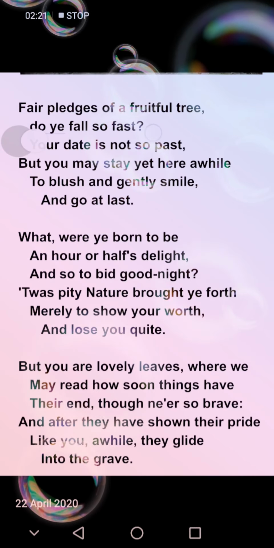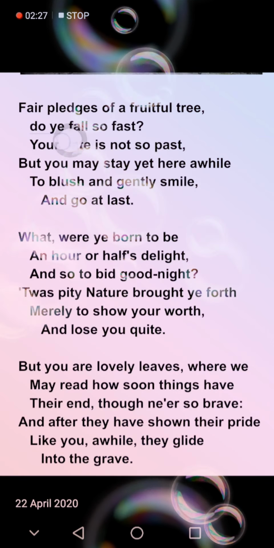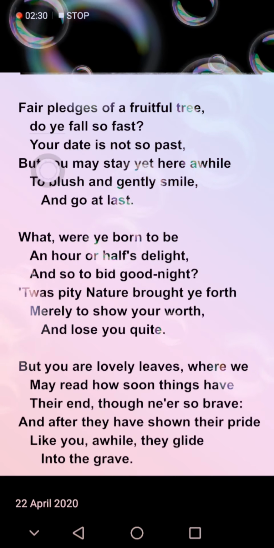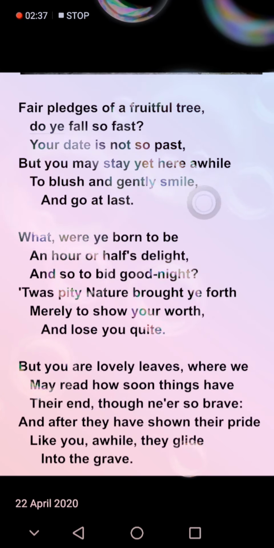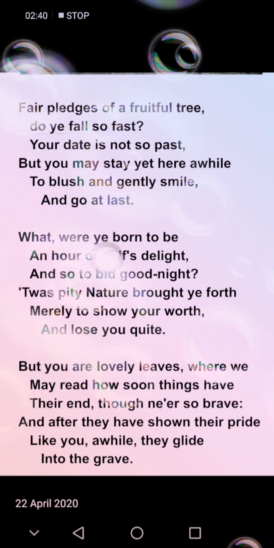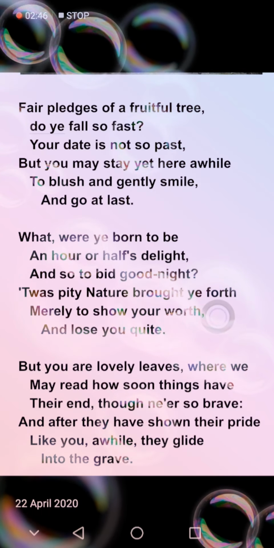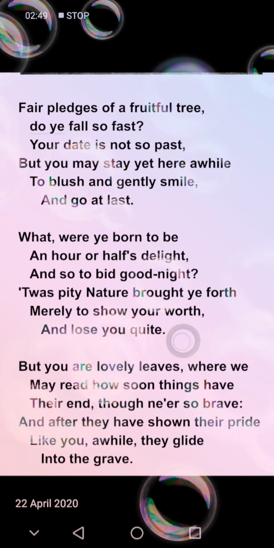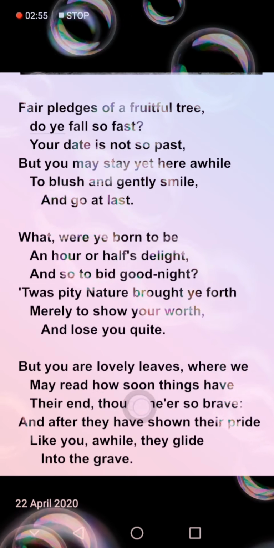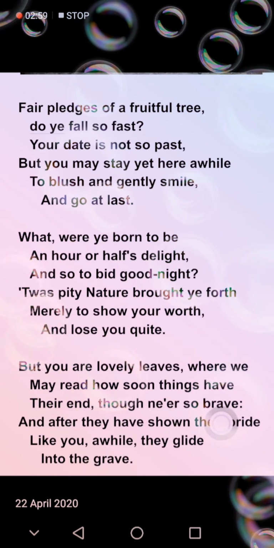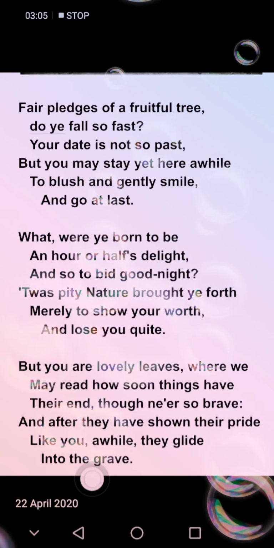Fair pledges of a fruitful tree, do ye fall so fast? Your date is not so past, but you may stay yet here a while, to blush and gently smile, and go at last. What were ye born to be, an hour or half's delight, and so to bid good night? It was pity nature brought you forth, merely to show your worth, and lose you quite. But you are lovely leaves where we may read how soon things have their end, though never so brave. And after they have shown their pride like you, a while they glide into the grave.